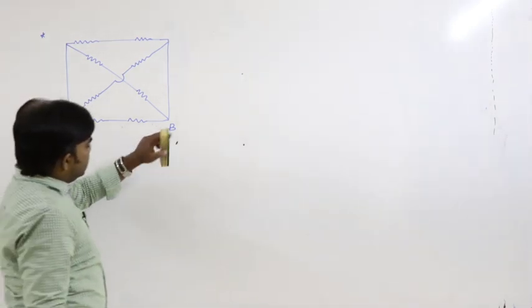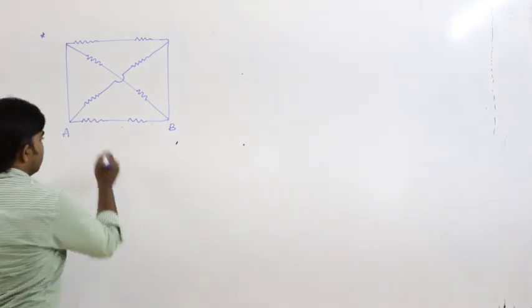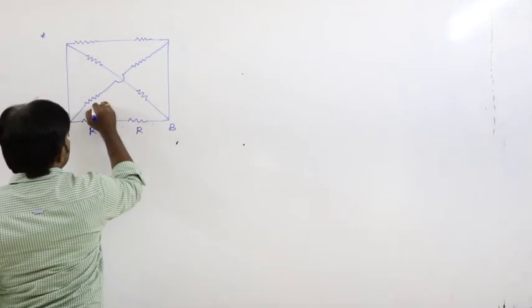So this is A and this is B, and all are equal resistances here.